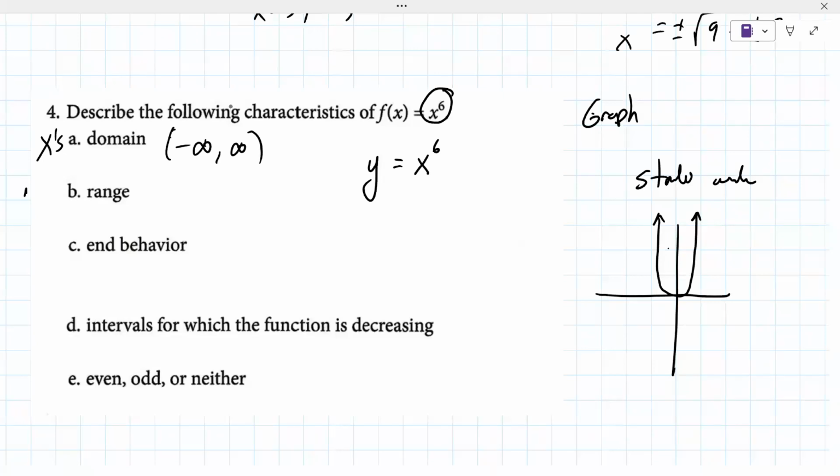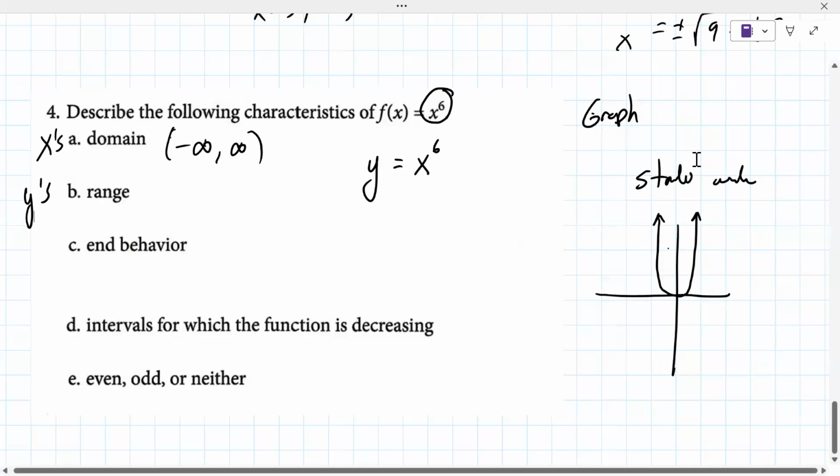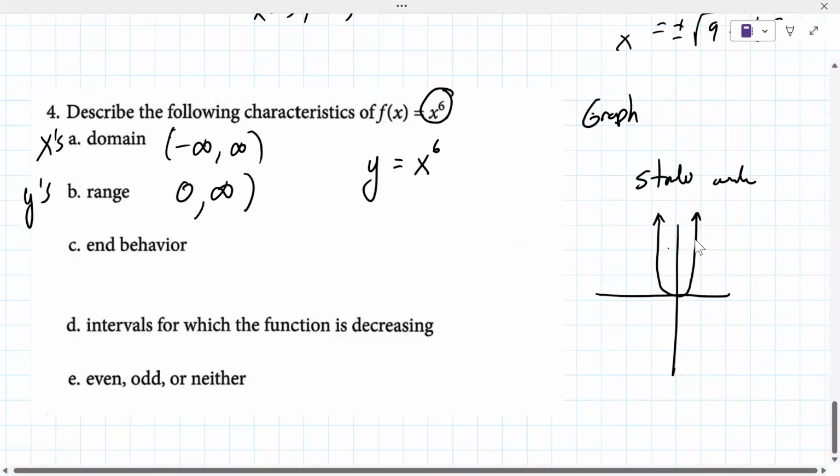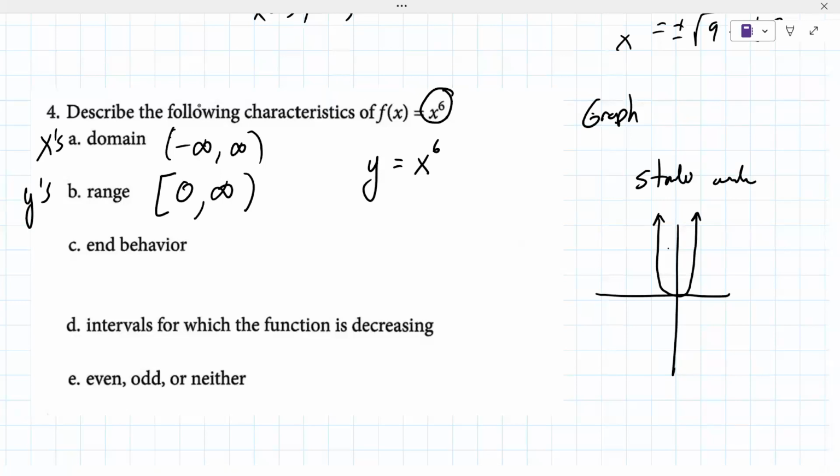Now for the range are the y's. Notice the graph does not go down forever. It goes up forever. What is the minimum y value? You mentioned this because it looks like it hits the x-axis. Minimum y is 0. So it goes from 0 to infinity. Infinity always gets a parenthesis. But the number 0 could get a bracket. It gets a bracket if it's included. And it does include this number.